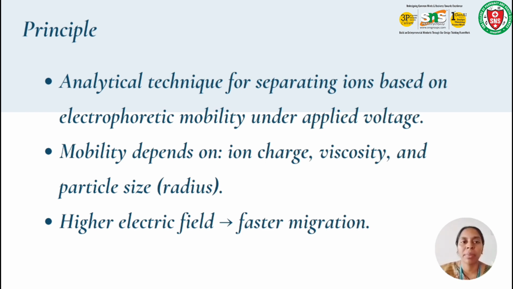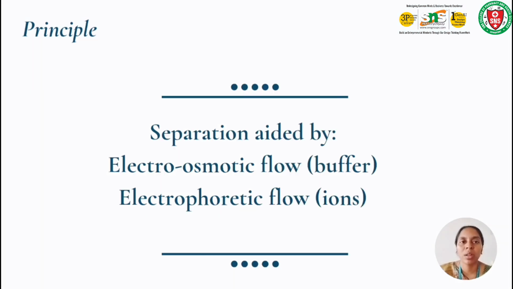The migration is also dependent upon the electric field. If we apply low voltage, the migration is slower, but if we apply higher voltage, the migration is faster. The principles particularly involved in electrophoresis are electroosmotic flow and electrophoretic flow. Electroosmotic flow is where the liquid, that is the buffer present inside the capillary tube, moves towards the opposite electrode. It happens because of the formation of an electrical double layer, that is, the surface charges produced on the surface of the capillary tube allow the flow of buffer towards the opposite direction.